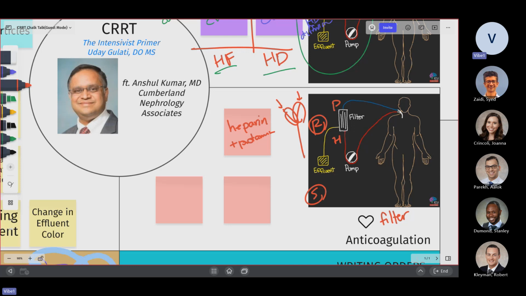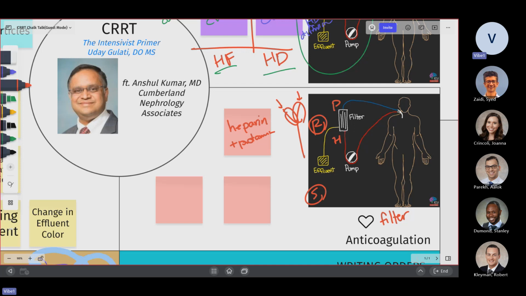Keeping in mind that if you have someone running on CRRT and you're trying to reverse the anticoagulation that they're on, your doses of that reversal agent are going to be different than what you usually give for someone that's not on dialysis, because it's going to be cleared.